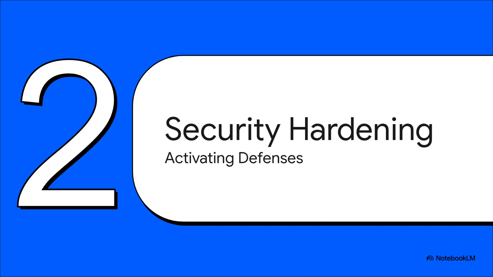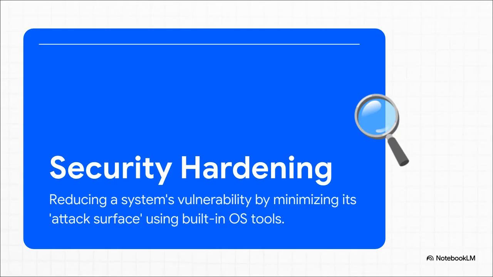We're going to talk about security hardening, what it means to activate your built-in defenses. So what is security hardening exactly? Well, think of it like this. It's the process of making your system less vulnerable by shrinking what we call its attack surface. The easiest way to picture it is just locking all the extra doors and windows in your house that you don't use. The fewer ways in, the safer you are, right?